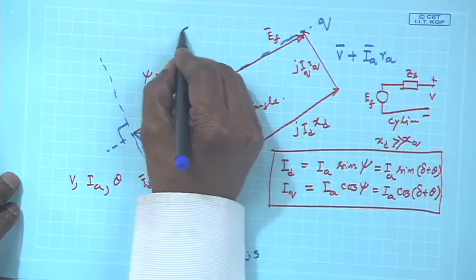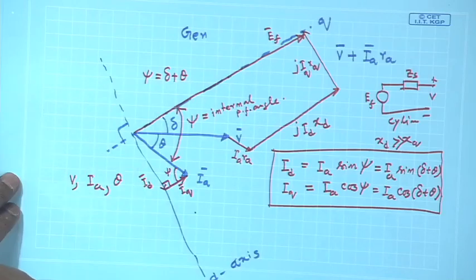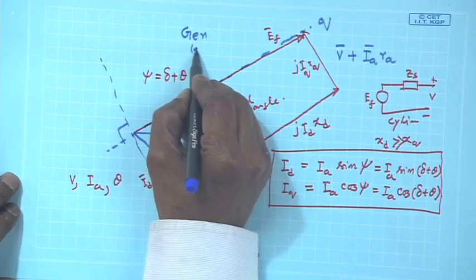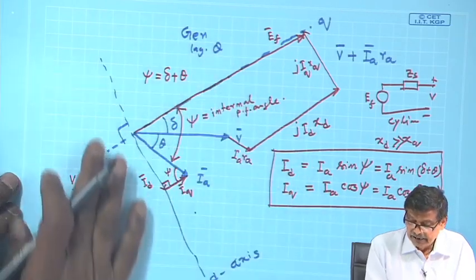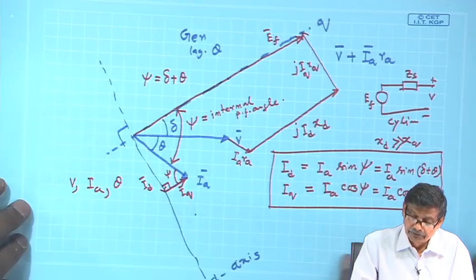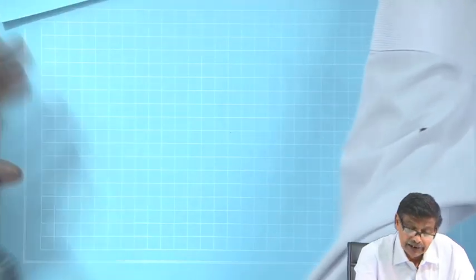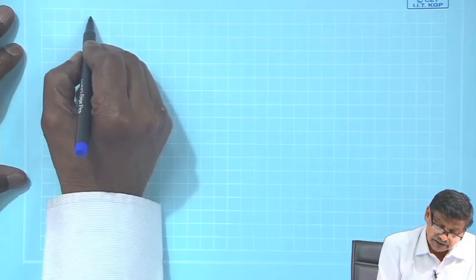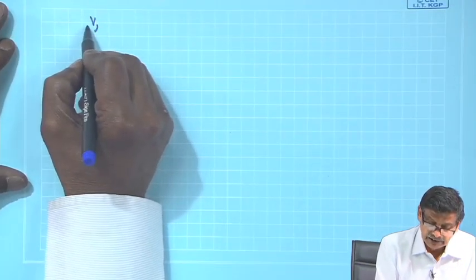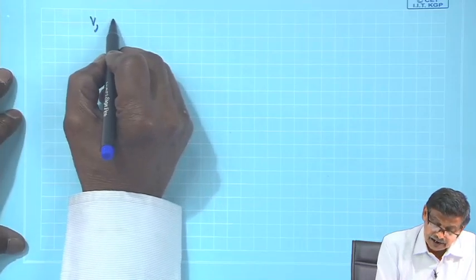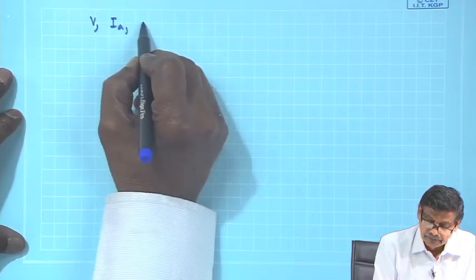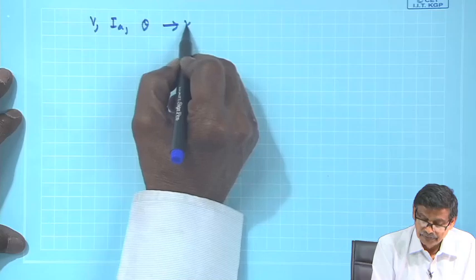Welcome. So, we were discussing the salient pole synchronous machine, and I have taken the generator mode of operation, and it is supplying lagging power factor angle theta, and I told you how to do it. I am once again stressing this: terminal voltage will be known, armature current will be known, power factor angle, these are known.